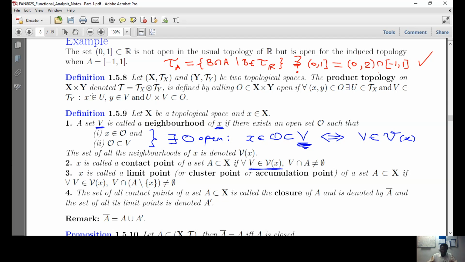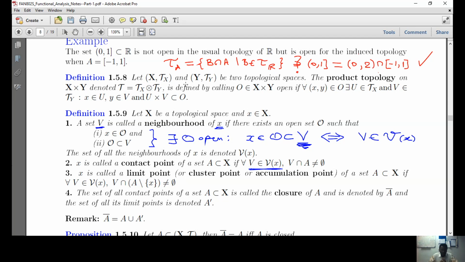So if you have two topological spaces, meaning that you already have a topology on X, you have another topology on Y, you want to define the product topology of X and Y. So the product topology on the Cartesian product of X and Y, which is denoted by the tensor product like this, T sub X tensor product with T sub Y, gives rise to the new T, which is our product topology on the Cartesian product X and Y.